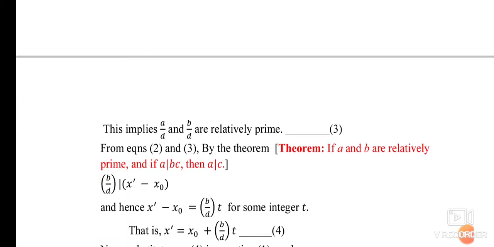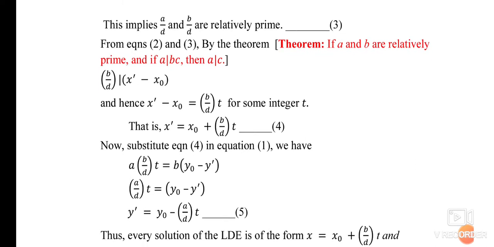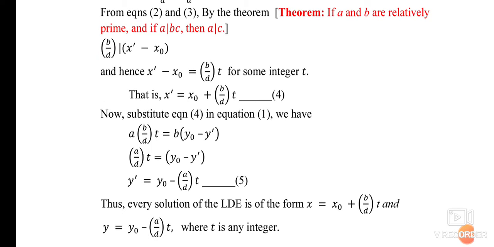So, we get a into b by d into t equal to b into y naught minus y dash. b will be cancelled. So, we get a by d into t, which is equal to y naught minus y dash. So, this implies y dash equal to y naught minus a by d into t.